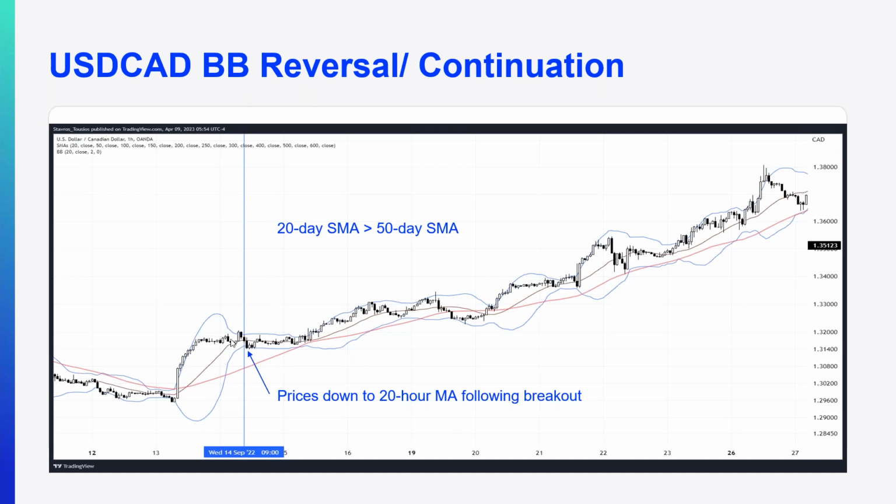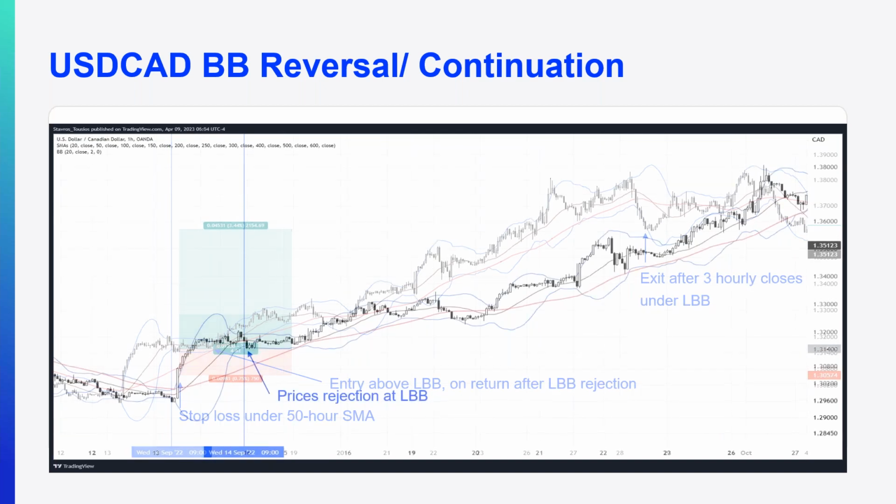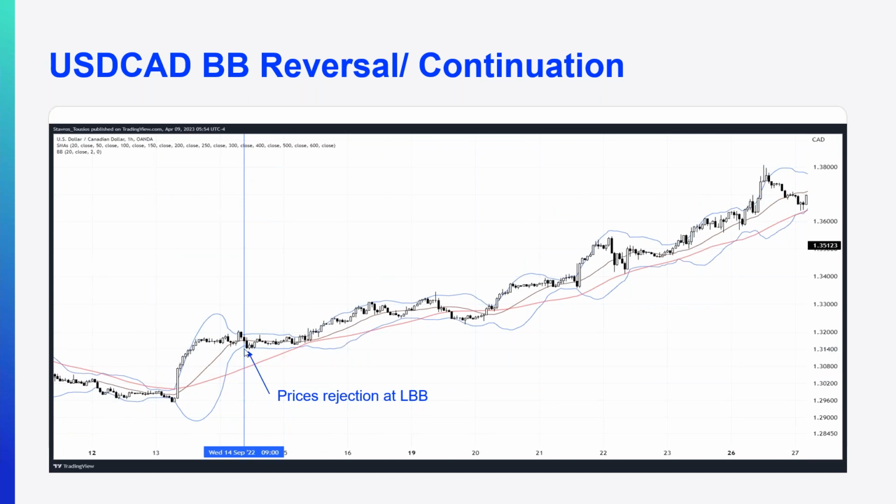But we do see the pullback. It comes down to the 20-hour, okay? This is the important thing. And now look at this. We get the rejection at the lower Bollinger Band. If we don't get the rejection, we see a breakout, there is no trade for us. We need that rejection because without the rejection, prices could go anywhere. Okay, we want the pullback to be contained within the bands.